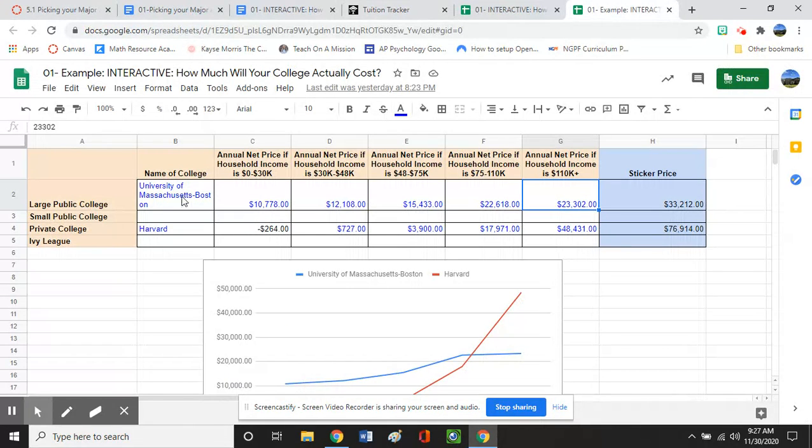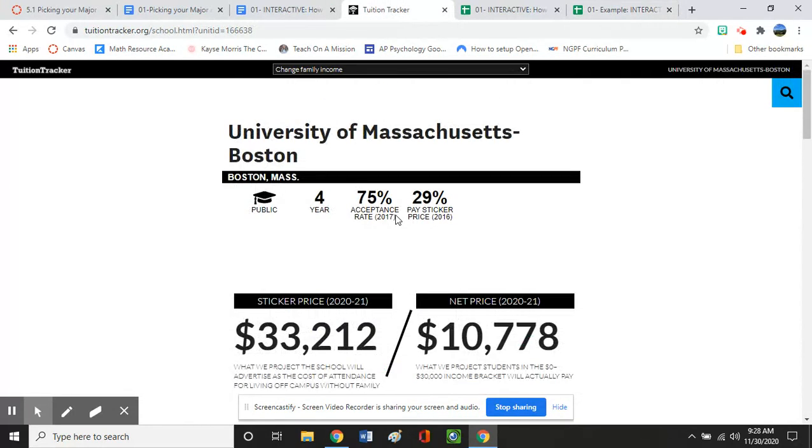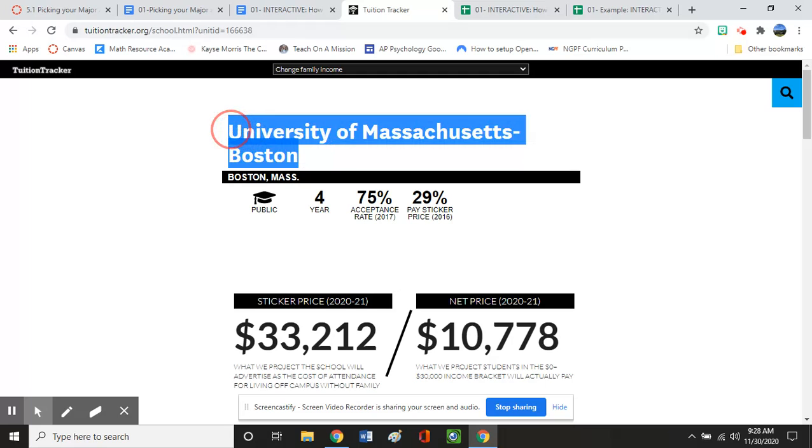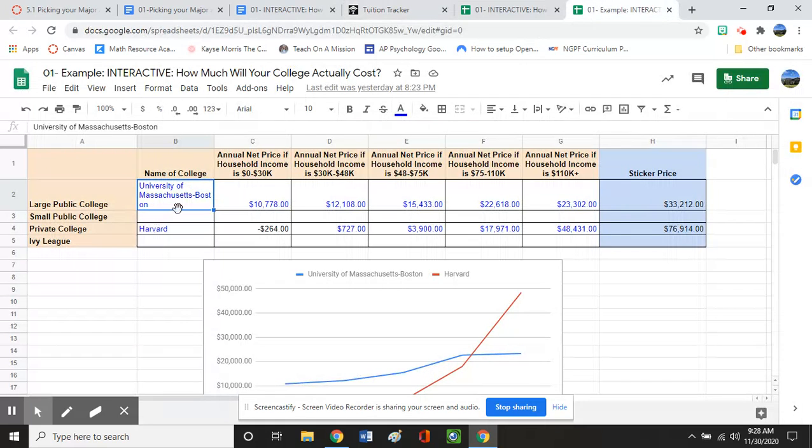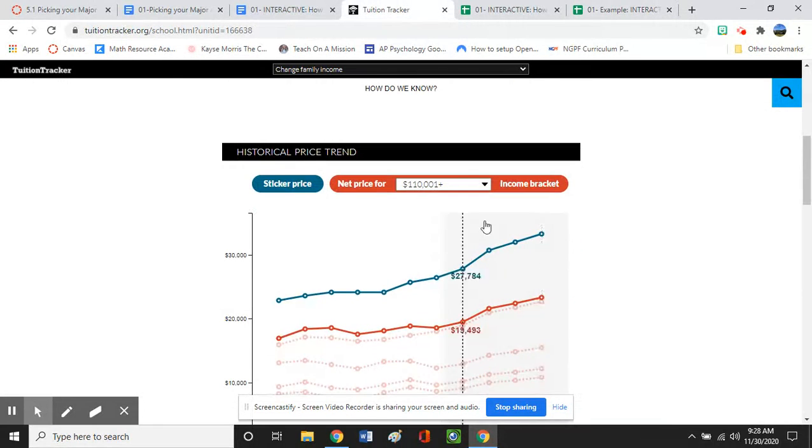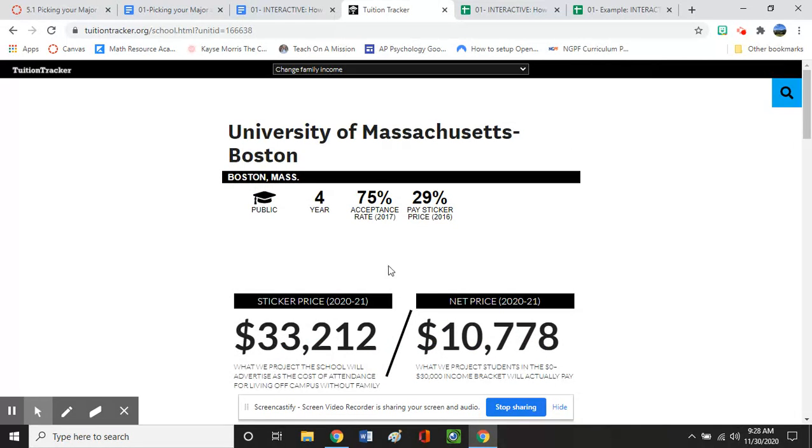So again, I have entered in the college. I literally just copied and pasted the college that I had there. Look, it says right here. You could just highlight, Control C that, and then go over here and press Control Shift V, and it will paste nicely in there for you. Or you could type it in however you'd like. So that is all for one college here. I have the one sticker price, and then I had to keep adapting the net price according to which part I was filling out. Okay, great. So that is my public college.